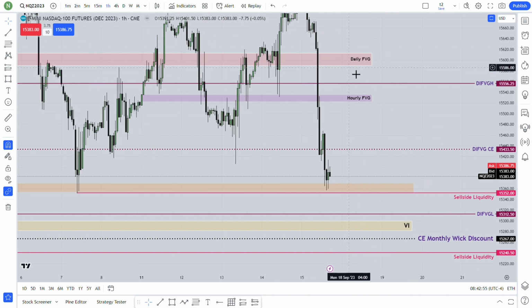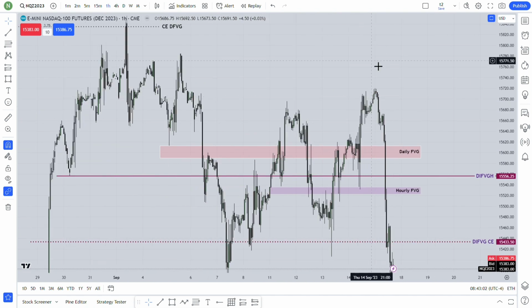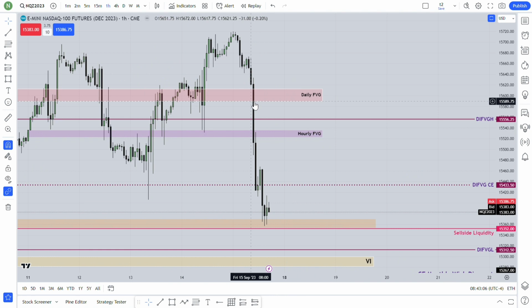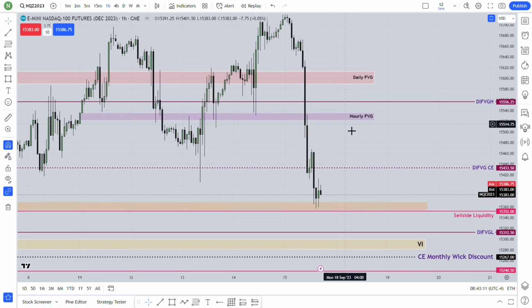But this daily fair value gap, again, this is my highest level. If it breaks, then I will go for the high buy and it will go higher, but I really want to keep the price below this daily fair value gap. My thinking is it can go to this gap somewhere, or it will trade this high and then it will break down.